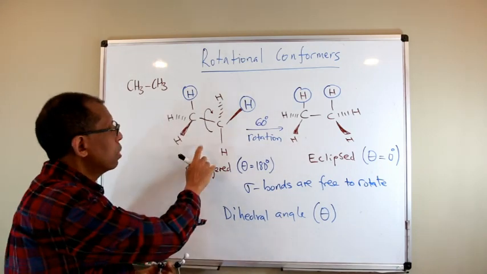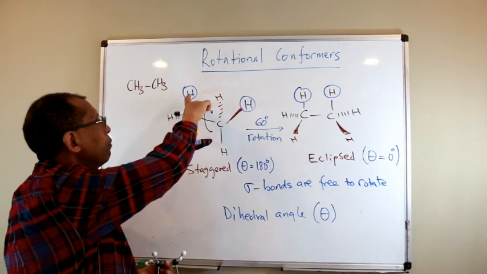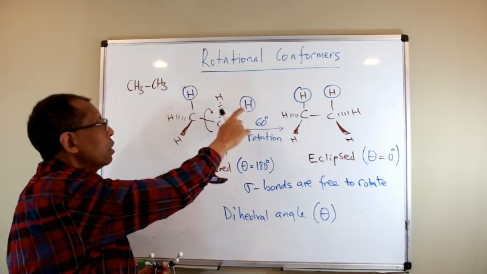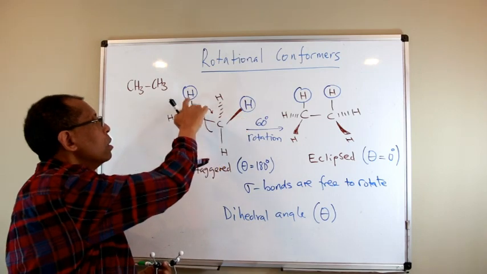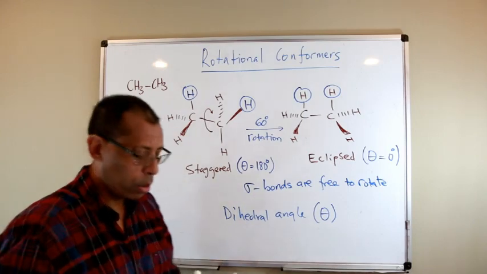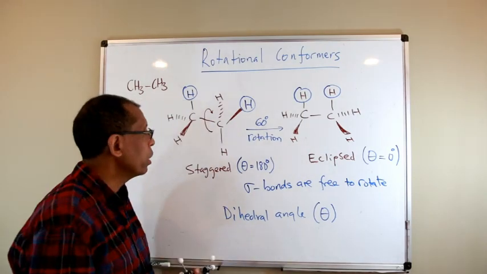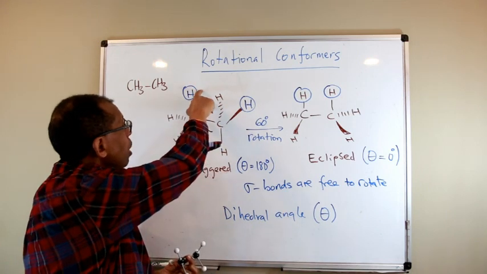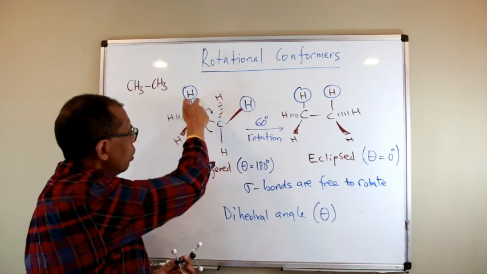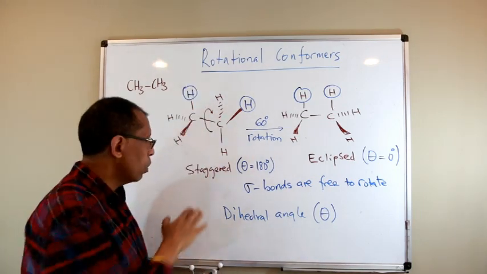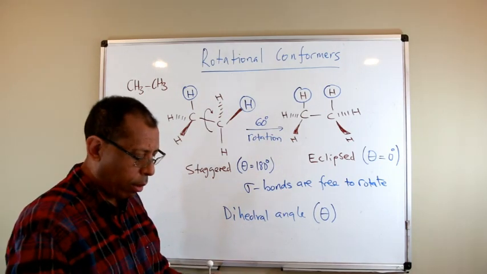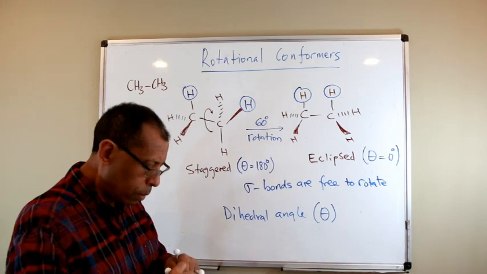But if you look at this one, for example, this hydrogen and that hydrogen are at 180 degrees. This hydrogen and this hydrogen are at 60 degrees. This hydrogen and that hydrogen are at 60 degrees. So they are staggered, and usually we take on the two carbons the extreme hydrogens, which are on the opposite side. So this is actually 180 degrees. So they are called staggered. So the way they look on a model is this.